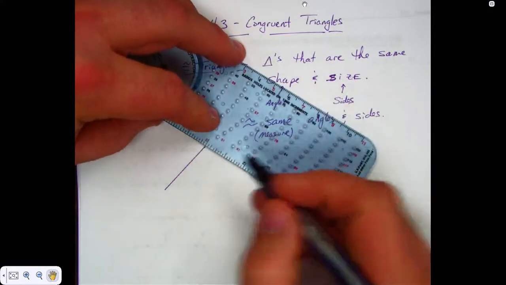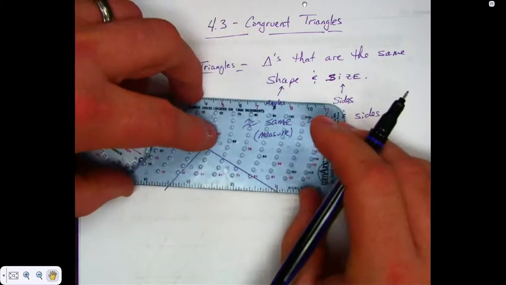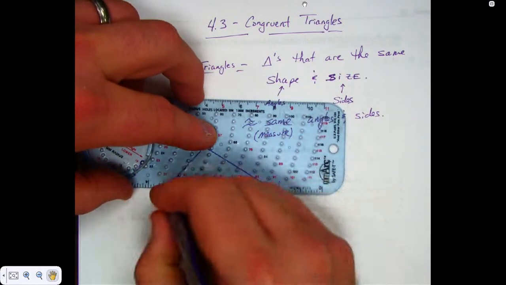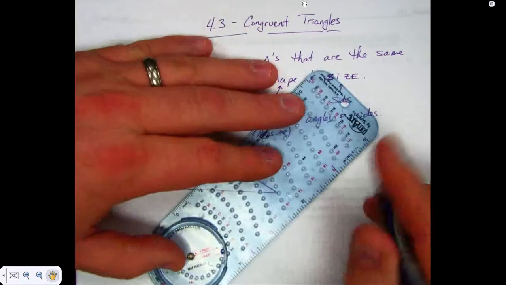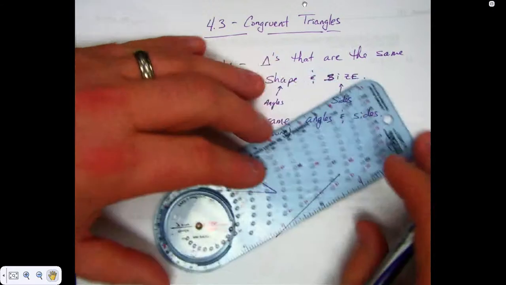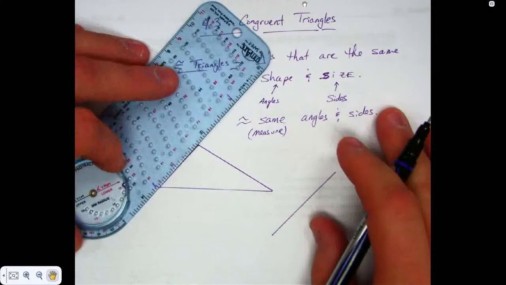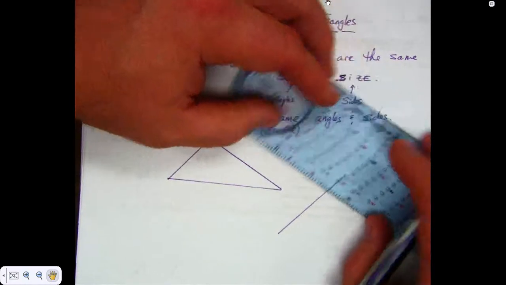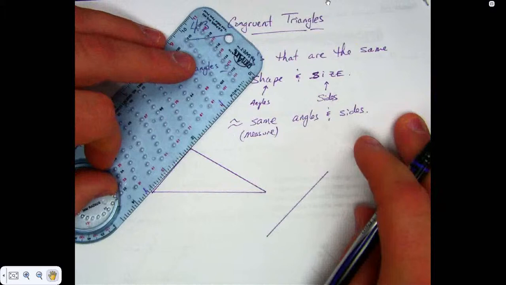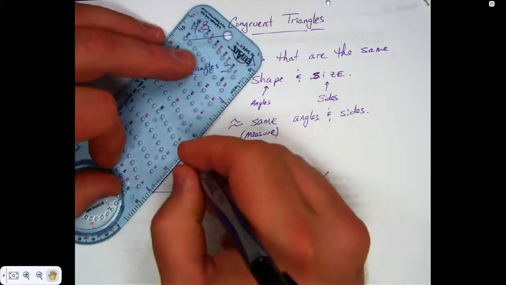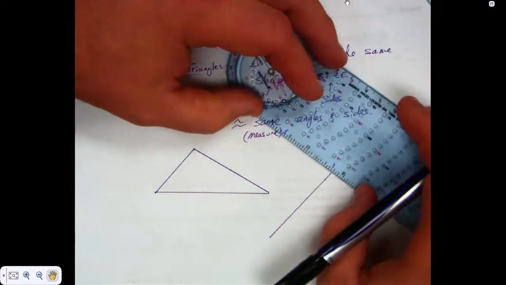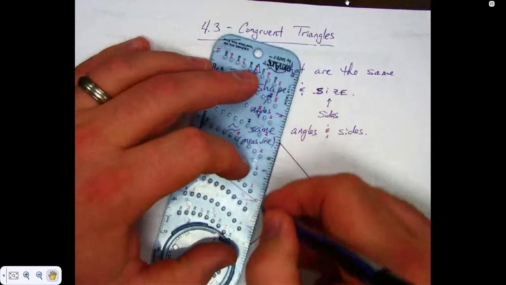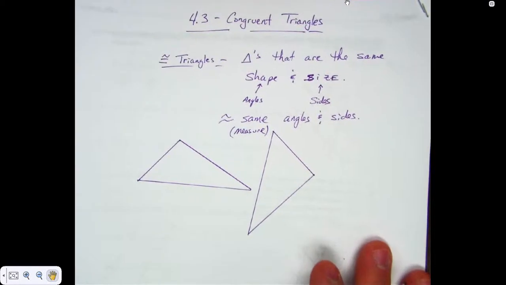I'm going to do my best to draw two congruent triangles. Okay, they're probably not exactly the same, but they're pretty close.